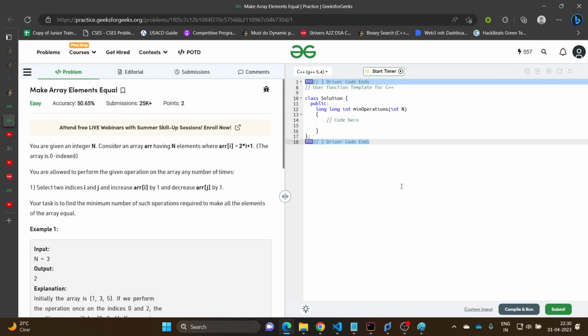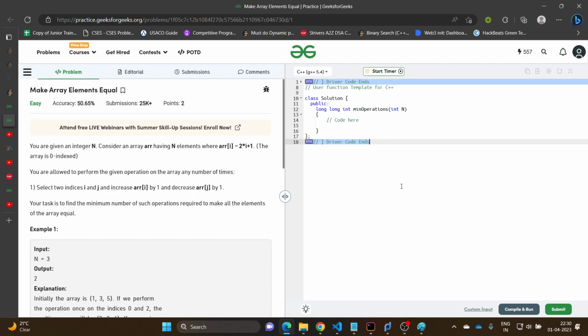Okay, hello everyone. Today we're going to be solving the GeeksforGeeks problem of the day: Make Array Elements Equal. We're given an integer n, and we have to consider an array consisting of n elements, where each element will be 2i plus 1. The array is 0-indexed.